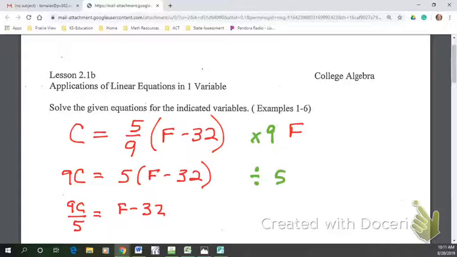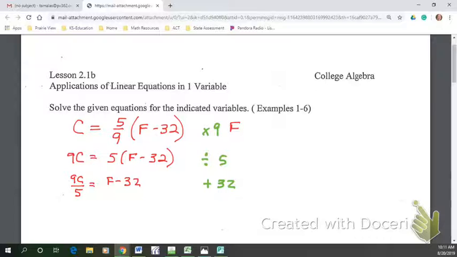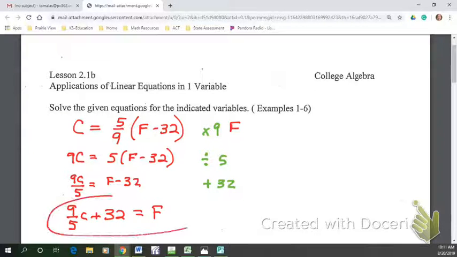Okay, how am I going to get this f by itself now? You just add a 32. So if I add a 32 to both sides, now I'm going to have 9/5 c plus 32 is equal to f. Okay, and on the screen it'll look like this. It'll say f equals, and then there'll be a blank to type in your answer.